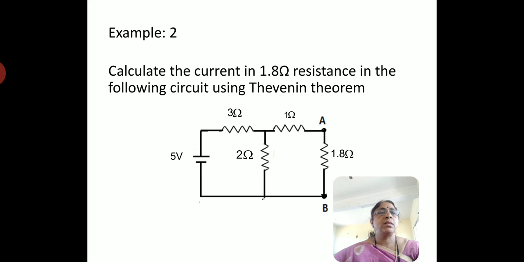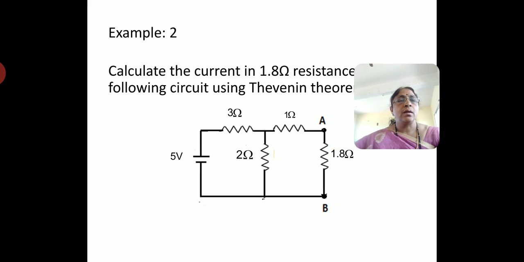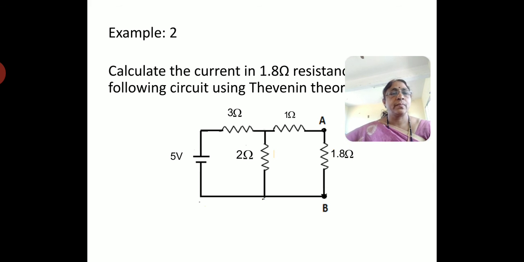Now here is another example: calculate the current in the 1.8 ohm resistance in the following circuit using Thevenin's theorem. The EMF is 5 volt and 3 ohm, 1 ohm and 2 ohm resistors are connected in a T shape, and the load resistance is 1.8 ohm. Using the same method, you have to calculate this. The answer is 0.5 ampere.